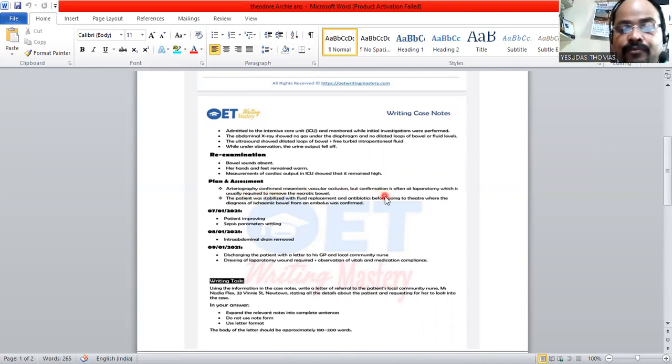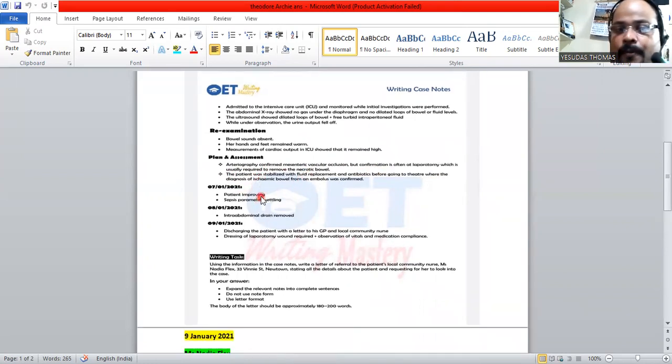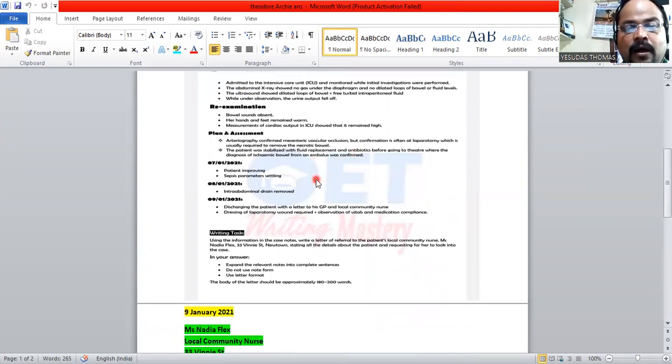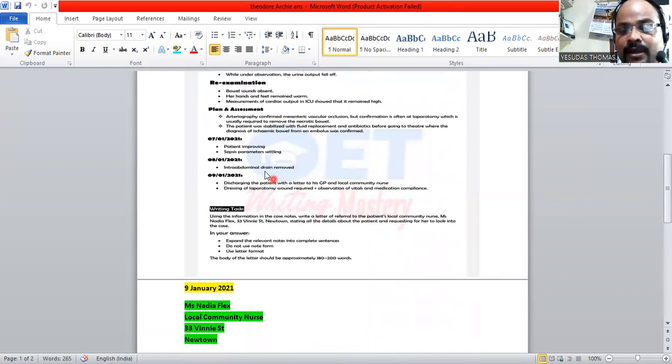So we had to confirm it with a laparotomy, and we did it and removed the necrotic bowel part. After the operation, she was stabilized with fluid replacement and antibiotics. Then we can see that the patient's condition is improving. Her sepsis parameters, that is fever, all these things are going down. Now she's ready for discharge after removing the drain.